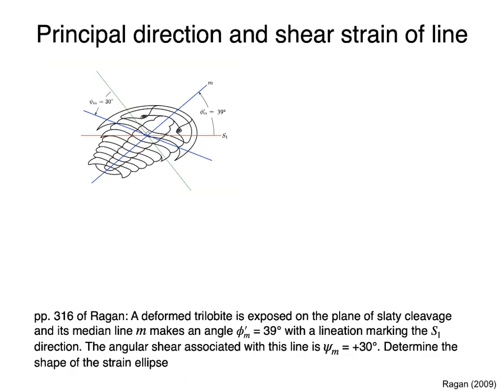Markers from which angular changes can be determined are relatively common. The angular shear can be determined directly from a deformed symmetrical fossil. The first example involves one angular shear associated with a line in known angular relation to the principal axis of the strain ellipse. A deformed trilobite is exposed on the plane of slaty cleavage and its median line, M, makes an angle of 39 degrees with a lineation marking the S1 direction. The angular shear associated with this line is plus 30 degrees. Determine the shape of the strain ellipse.